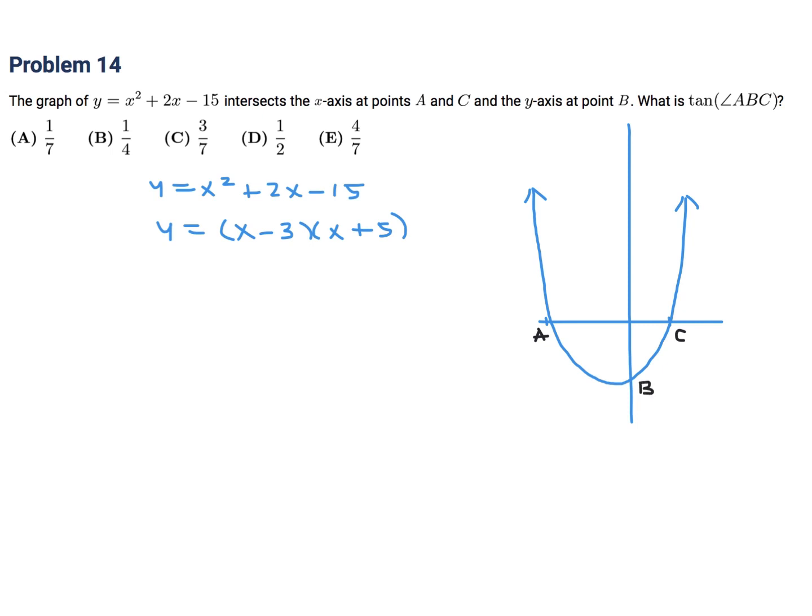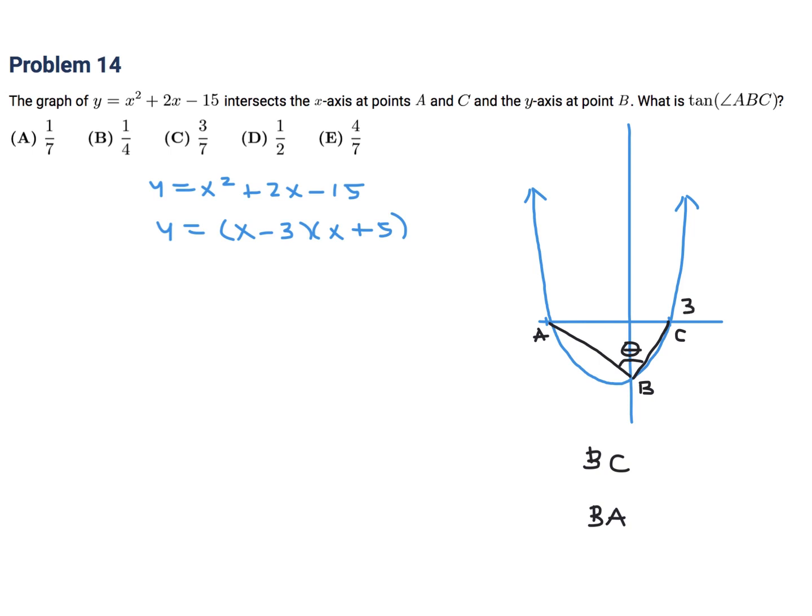So we basically want this triangle right here, ABC, and then the tan of ABC. So the tan of this angle right here, we'll just call that theta. Okay, so how do I do that? I think I'm going to have to use the cosine law. Yeah, the cosine law would fit perfectly in this question. So first I have to figure out the lengths of BC and BA.